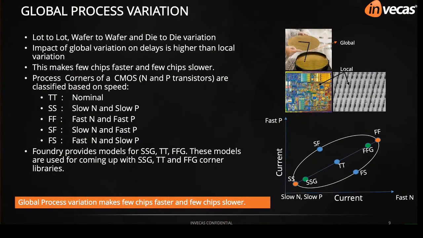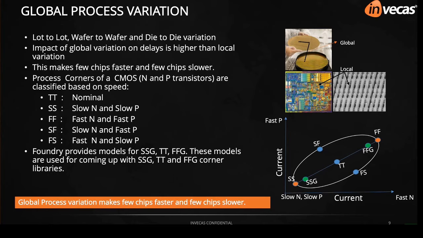Now we are going to talk a little bit more in detail about the global process variations. The variations which are caused from lot to lot, wafer to wafer, and die to die are called global process variations. When we compare the impact of global versus local process variations, the impact of the global variations on the delay is higher than the local variations. Because of this delay change, some of the chips become slower and some of the chips become faster.